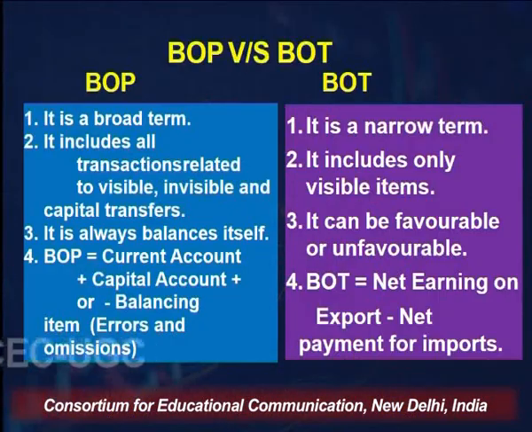Now if we define balance of payment, then balance of payment is equal to current account plus capital account plus any balancing item, that is error and omission that takes place. And balance of trade is only net earning on exports minus net payment on the imports. So these were the major differences between balance of payment and balance of trade.